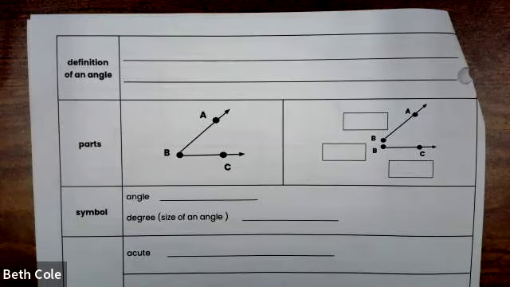There was some vocabulary. That all went awesome, by the way. Now we're going to talk about how we label angles.